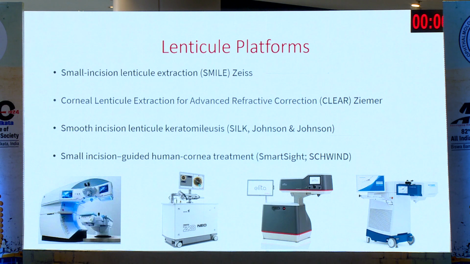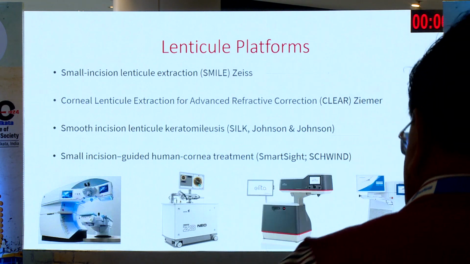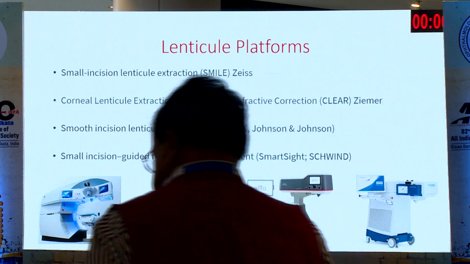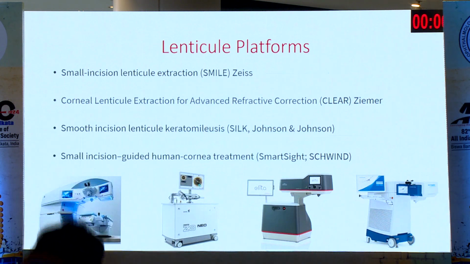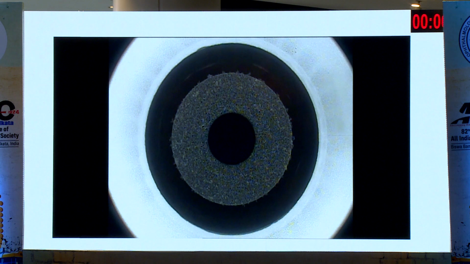So these are the current platforms that are in the market, and we have VisuMax and Zeiss, both of them in our setup, and both are equally good. Both give good results, although some cost factors are there in different machines, and almost all machines are coming with auto centration and cyclotorsion correction. All these things are coming in the newer machines, and results are becoming more predictable in the post-operative period. So let's see the SMILE procedure.